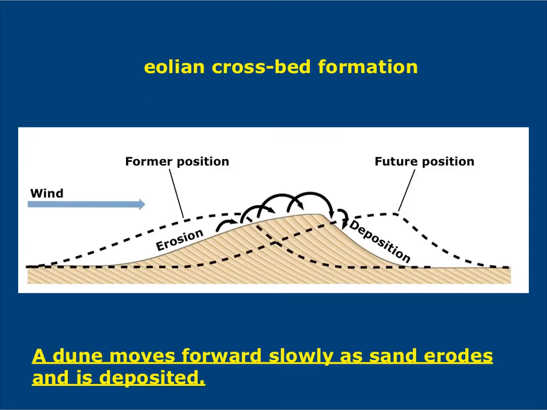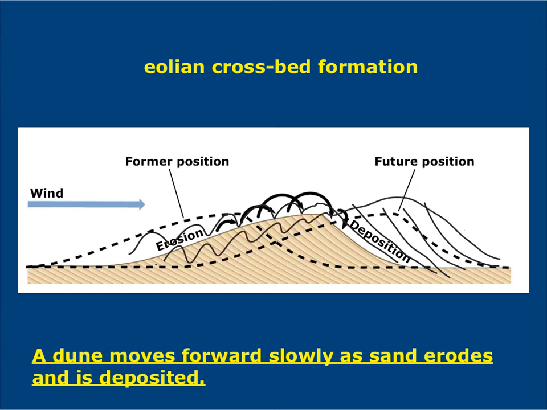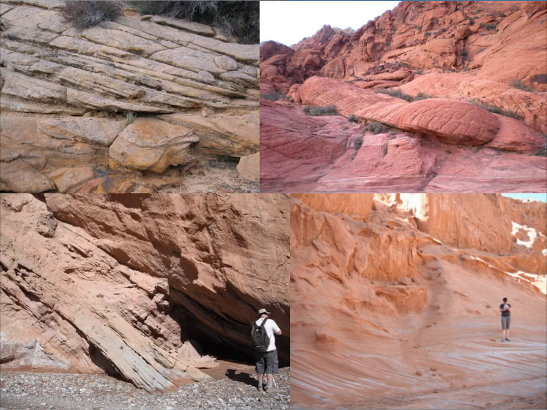Dunes, of course, form as sand moves up the backside of the dune and then falls down the lee slope and continues to form these cross beds, and the backside of the dune continues to get eroded away, and so you end up with these nice crossbed sets that typically are on the scale of the dune, so a few meters high. Let me give you some examples of that.